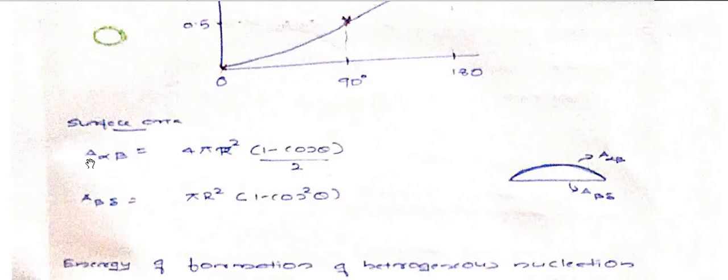So A alpha beta, which is this top portion, will be equal to 4 pi r square, and it's a factor of theta as we mentioned earlier, and is taken as (1 minus cos theta)/2. Okay, so the surface area of this one will be 4 pi r square into (1 minus cos theta)/2. Now the second one is this circular portion.